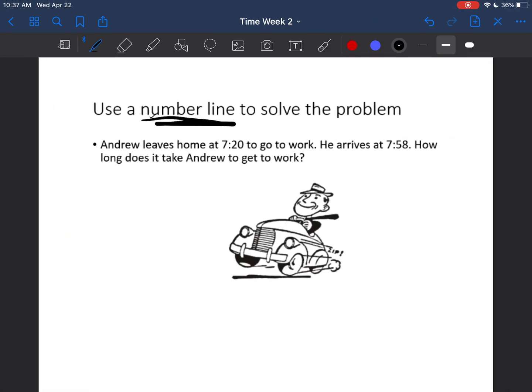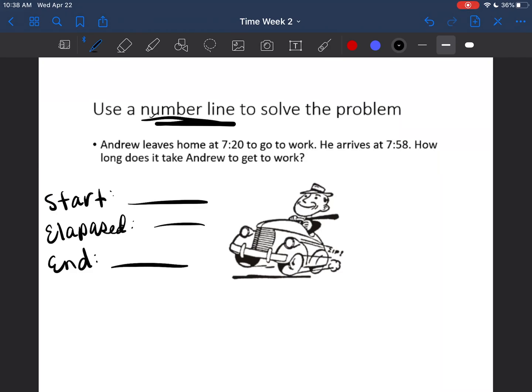Let's go to the next one. Again, I'm going to use a number line to help me solve. The first thing I'm going to do is set up my graphic organizer. Start, elapsed, and end. And I'm going to fill out the organizer using the information that I've learned from my word problem. Andrew leaves home at 7:20 to go to work. So what time is it when he starts to leave for work? 7:20. He arrives at 7:58. So what time is it when he gets to work? 7:58. How long does it take him to get to work? So do we know how many minutes it takes him to get to work? Nope. So that is what we're going to solve for.